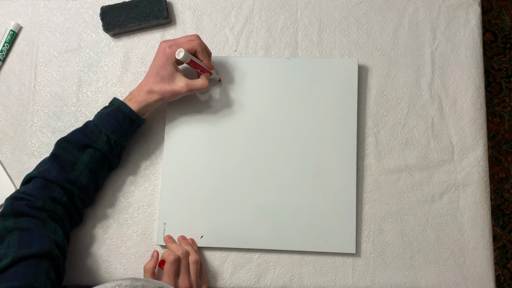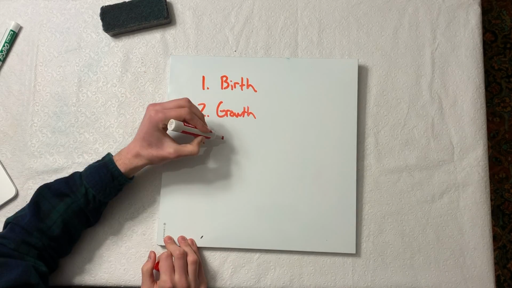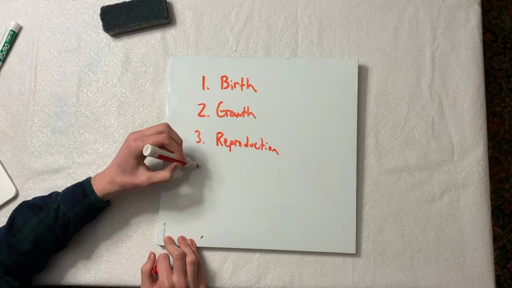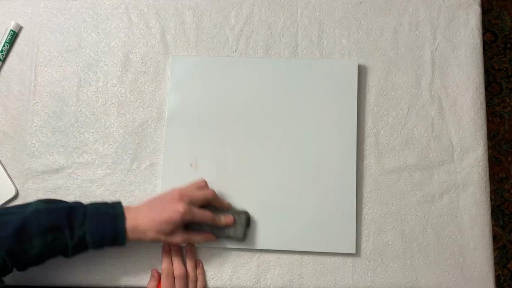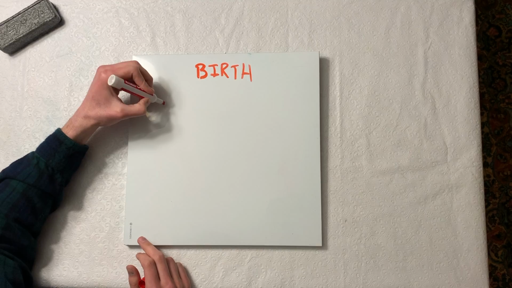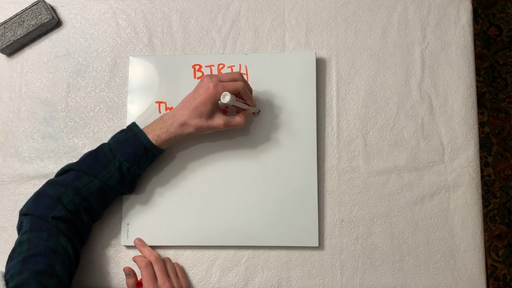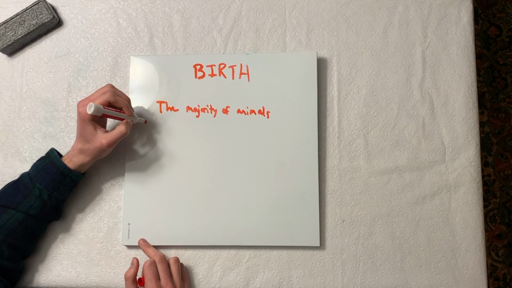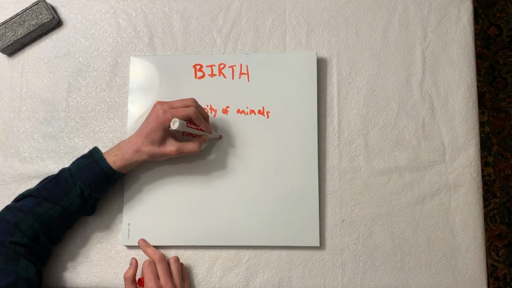The four main stages in the life cycle of an animal are the birth stage, the growth stage, the reproduction stage, and the death stage. Now for the birth stage, this is the start of life for an animal as its own individual separate being. It's no longer residing in its mother's body.